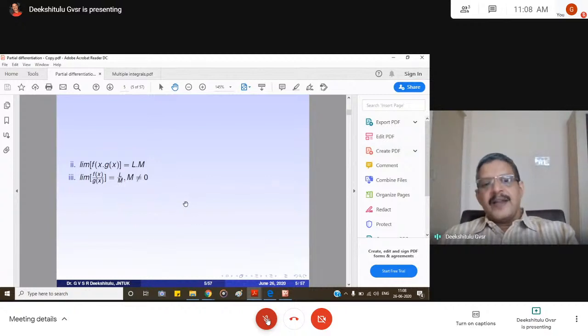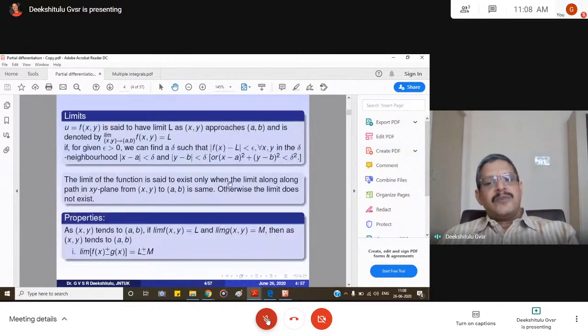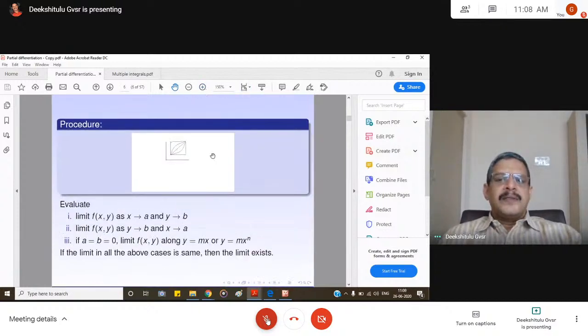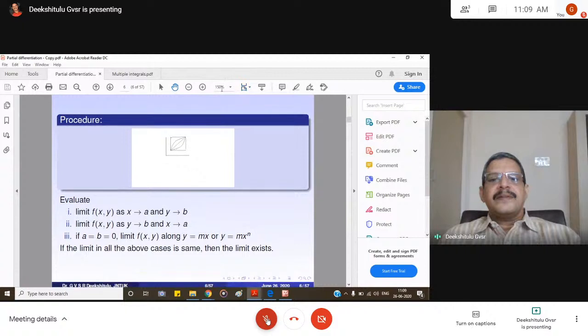Okay. Now, as I said, the limit of the function is said to exist only when the limit along any path is the same. What I mean by this? Let's see this diagram. It is a very small diagram to accommodate the time. See here, this is one point. This is another point. I can rather increase it.